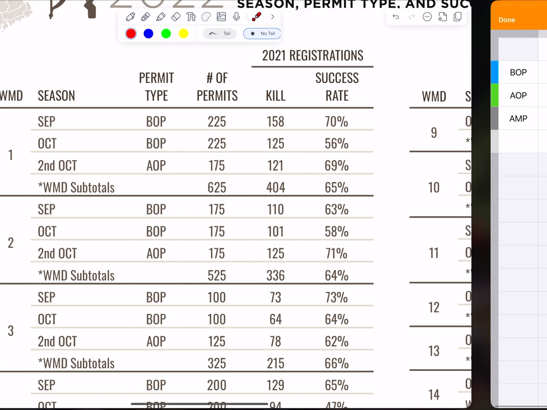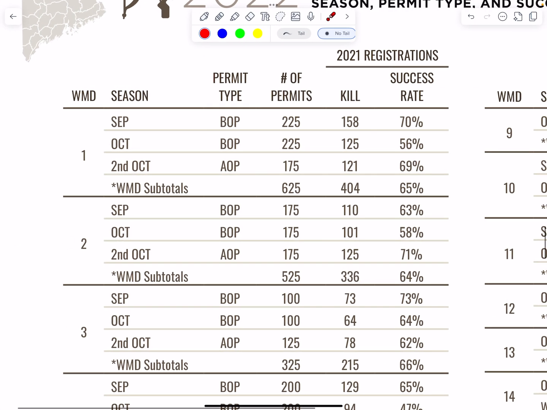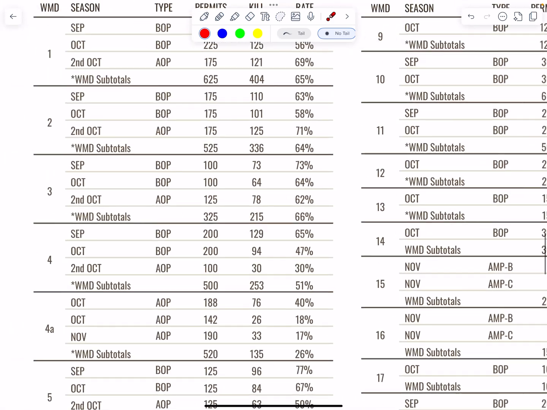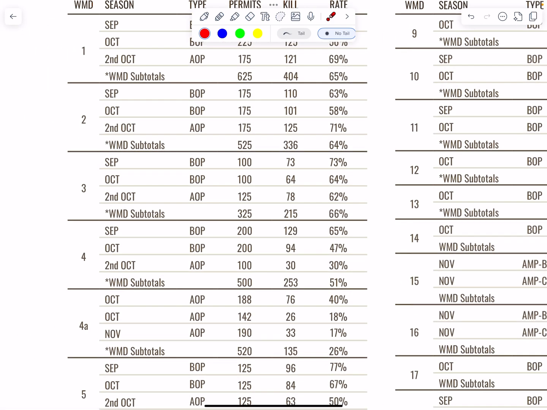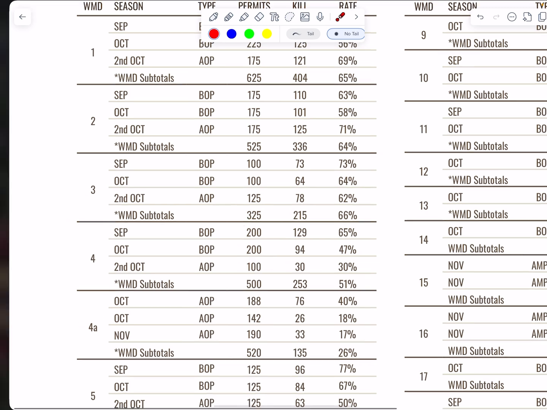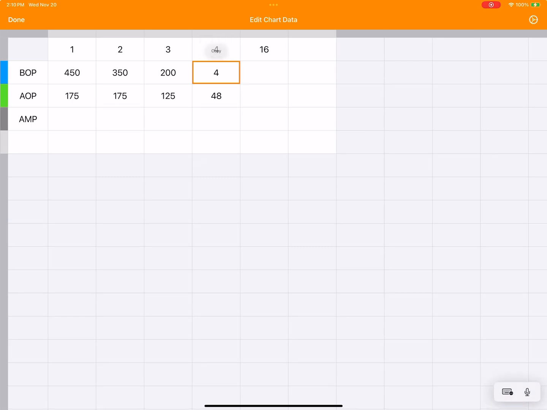All right, one more of these northern districts. Let's look at District 4 then. The screen's a little frozen up here. There we go. District 4. All right, in District 4, we've got 200 bull only, another 200 in October, and then 100 antlerless only. That's easy math. We've got 400 bull-only permits and 100 antlerless-only permits.